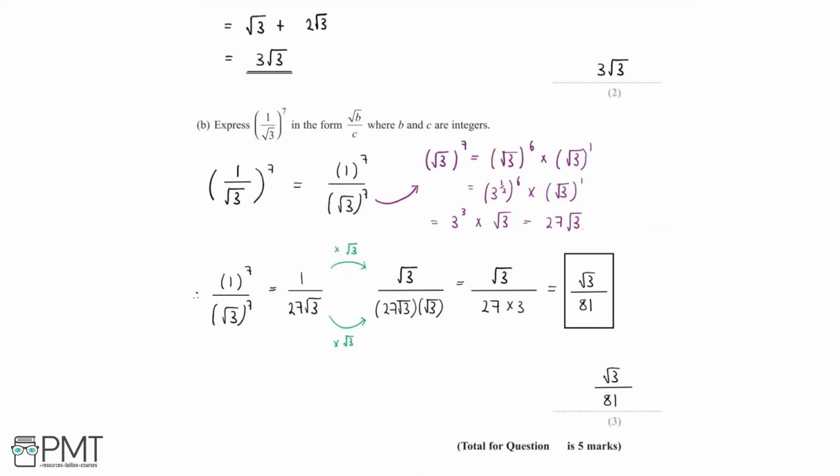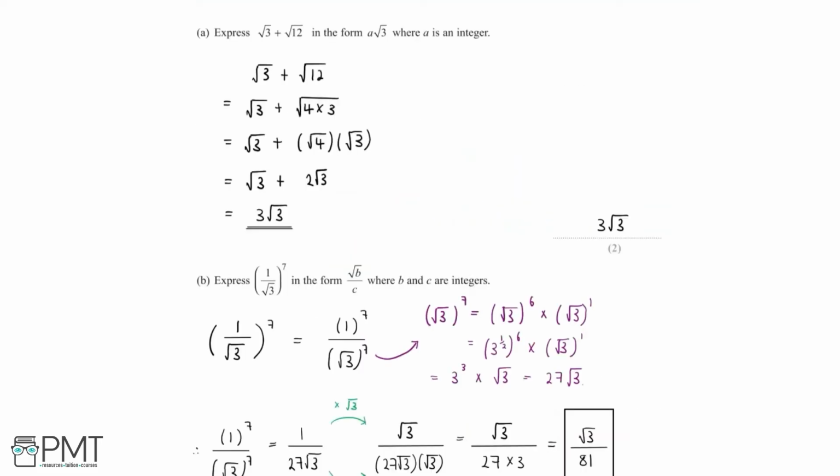Now this question is worth 5 marks. Now in part A, we get 1 mark for simplifying root 12 and for saying that root 12 is equivalent to 2 root 3. And we get the 2nd mark for getting a final answer of 3 root 3.